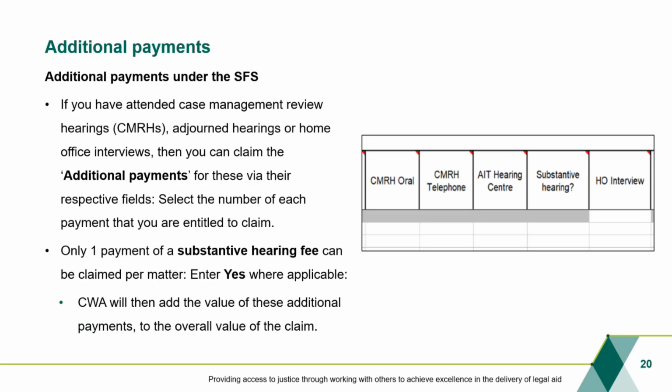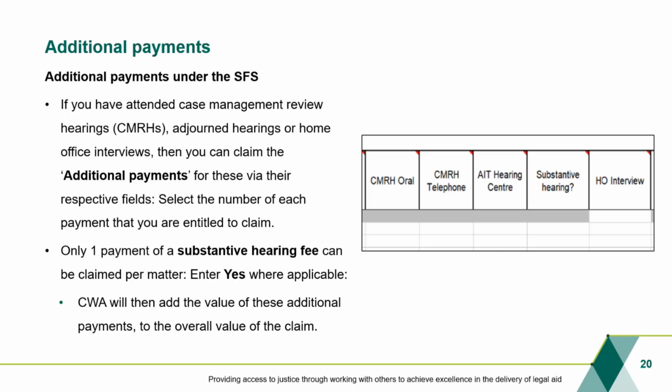Under the standard fee scheme, there are also additional payments that may be due to you. These may be for attending a Home Office interview or attending a particular type of hearing under CLR. Most of these additional payments are available in multiples. So you could potentially, for instance, attend multiple oral CMRHs, or you may have hearings that are adjourned more than once, in which case you can claim multiples of the applicable fee.